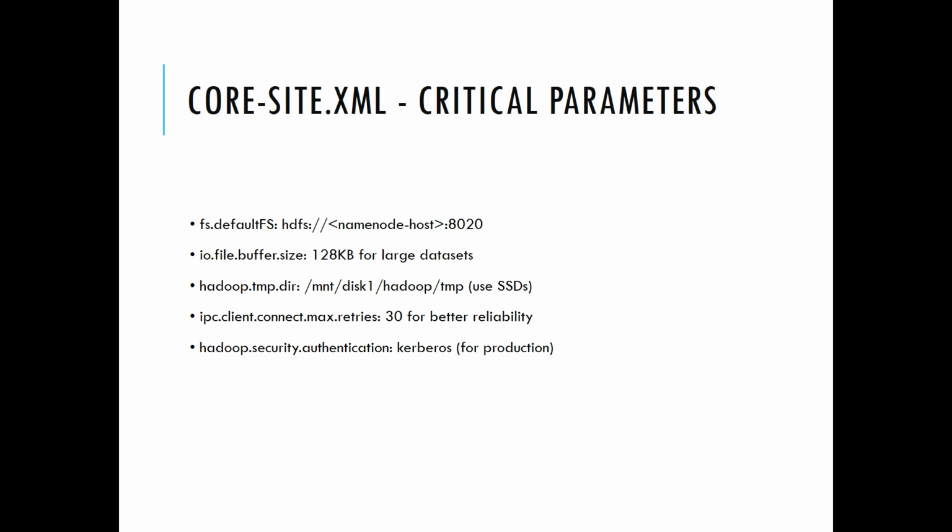The parameter fs.defaultFS specifies the default file system URI, typically set to something like hdfs://namenode-host:8020. The io.file.buffer.size parameter should be configured to 128 kilobytes or higher when working with large datasets to enhance I/O performance. The temporary working directory, defined by hadoop.tmp.dir, should be mapped to high-performance disks such as SSD to reduce latency. To ensure connection reliability, set ipc.client.connect.max.retries to a value like 30. Lastly, for secure production environments, set hadoop.security.authentication to Kerberos.